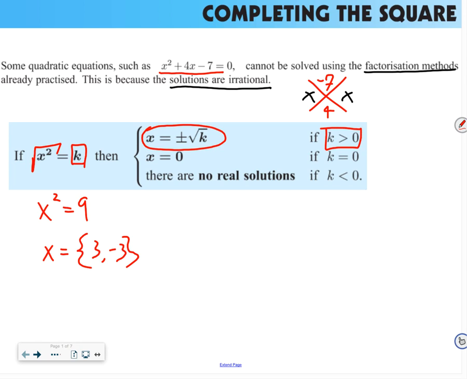The other scenario is when we have x squared equal to k, and k is equal to 0. We get x is equal to 0. That's just our one solution. Right, the previous one was two solutions.